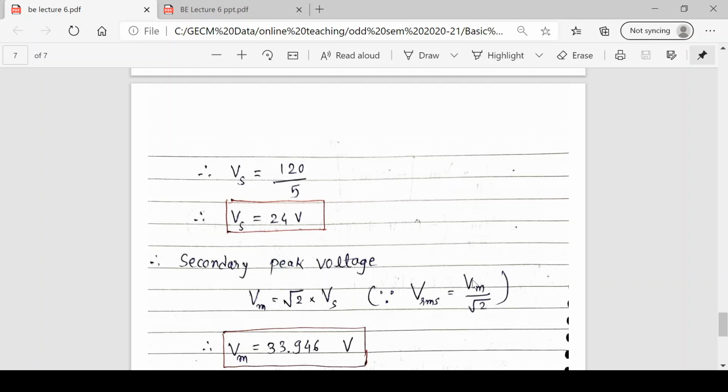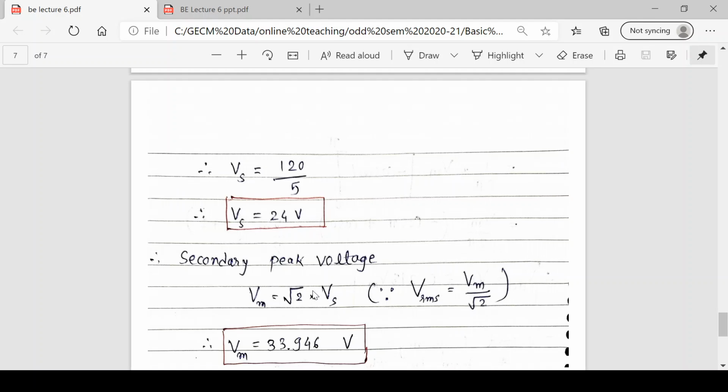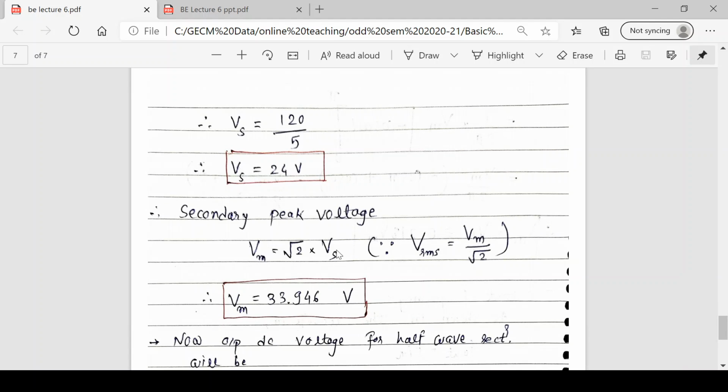So what will be peak value? It will be root 2 multiplied by RMS. So that means peak value will be root 2 multiplied by RMS. What is RMS value? 24. Just multiplied by under root 2. We will get peak value of secondary voltage Vm is equal to 33.946 volt. That is fine.